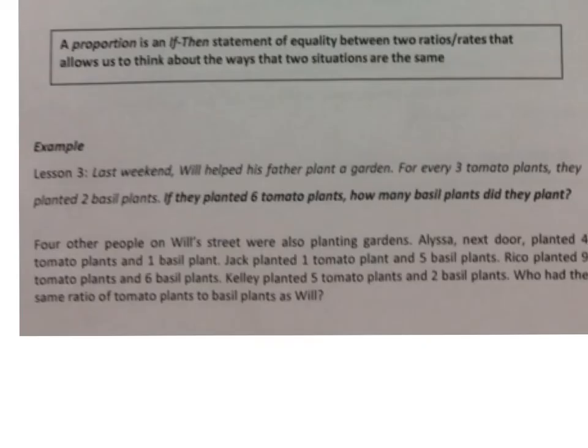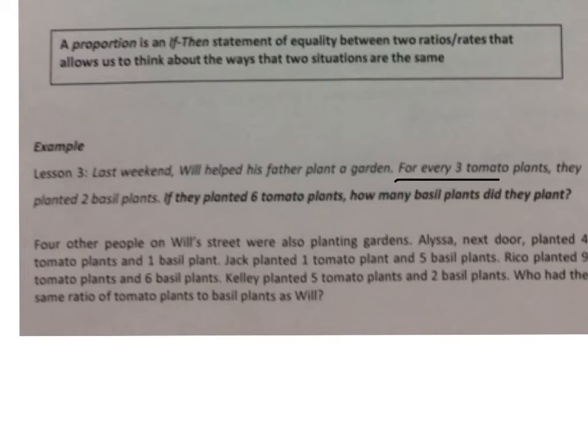Okay, now we're going to start solving the proportion type questions. We're going to be looking for the if-then statements. I just want to caution you, you're not always going to see the words if and then in your question, especially on this example. So if you look at example 3, it says, last weekend Will helped his father plant a garden. For every 3 tomato plants, they planted 2 basil plants. If they planted 6 tomato plants, how many basil plants did they plant? So you can kind of see the if. They're asking if something happened, then what else is going to happen. So right away, when you look at that, we should find the relationship.